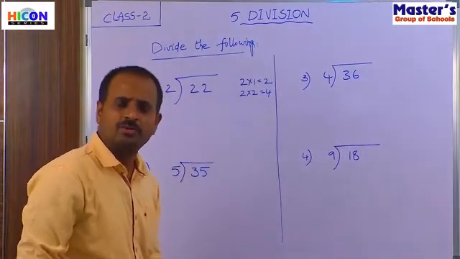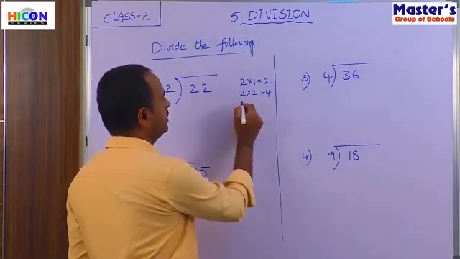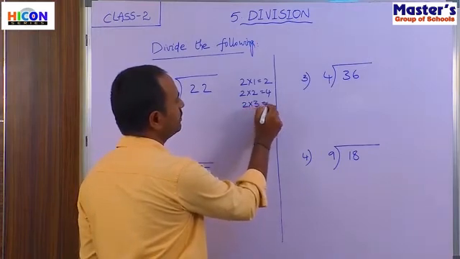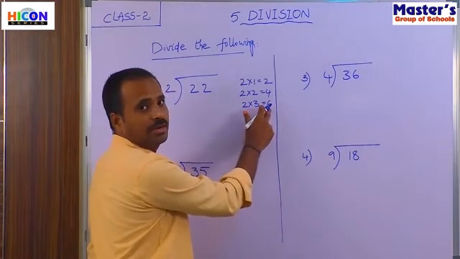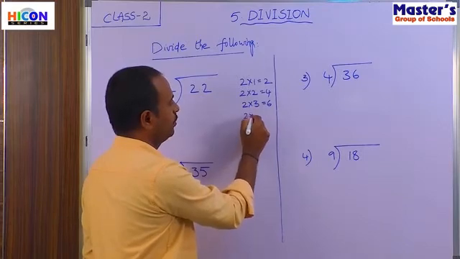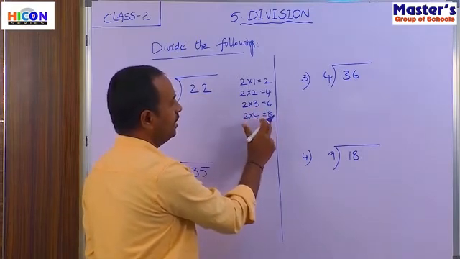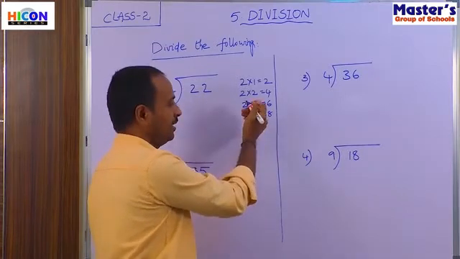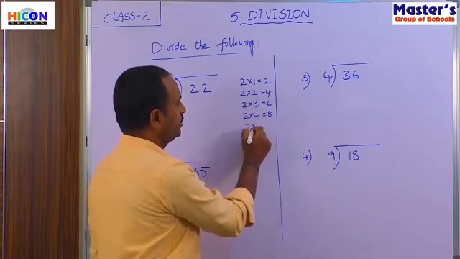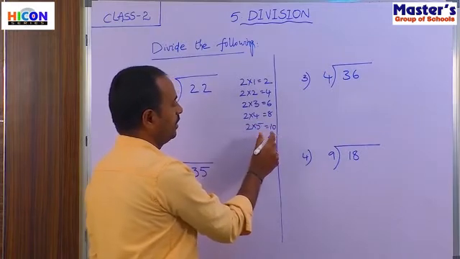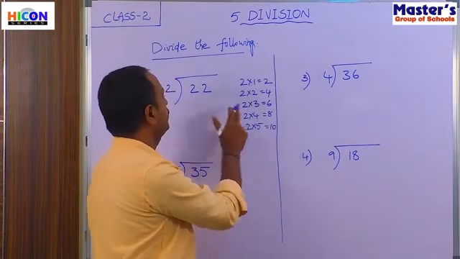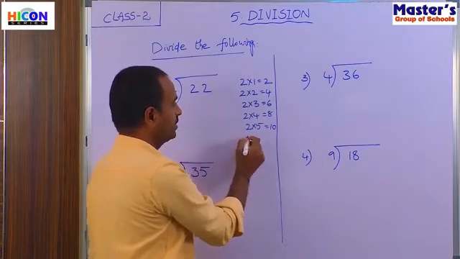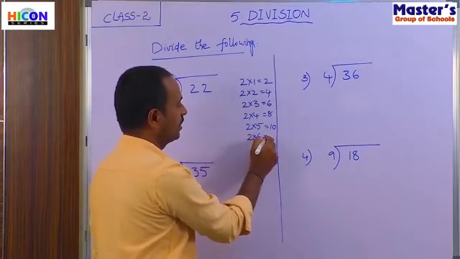So let us see, 2 threes are 6, and you have got the number 6 here. The same way, 2 fours are 8, and we got the number 8 but not 22. So let us continue. 2 fives are 10, and we have got 10, but we have to get 22. The same way, 2 sixes are 12.